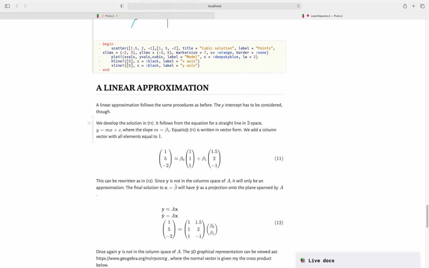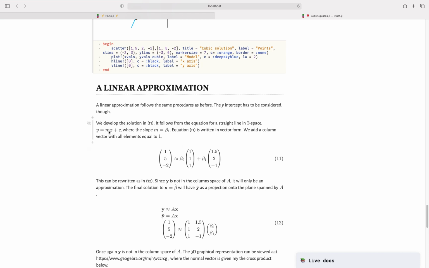And how do we set that up? So I'm just reminding you, a straight line equals y equals mx plus c, or mx plus b, whatever you had at school, m being the slope, c being the intercept. And the slope m, we're just going to set that to beta 1, and then you're going to have this y-intercept beta 0. To set that up as a vector here in 11, I've got to introduce this column vector of all ones. So if we look at the first point, 1.5, 1, that's going to be 1 times beta sub 0, plus 1.5 times beta sub 1.